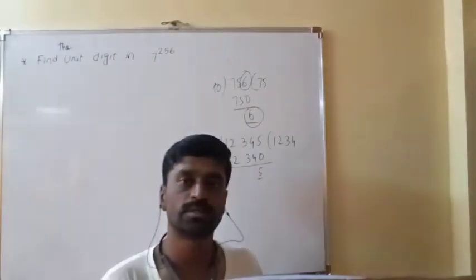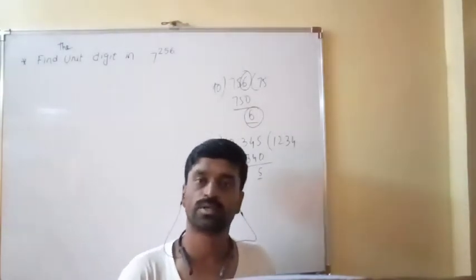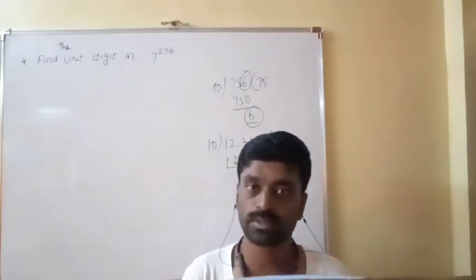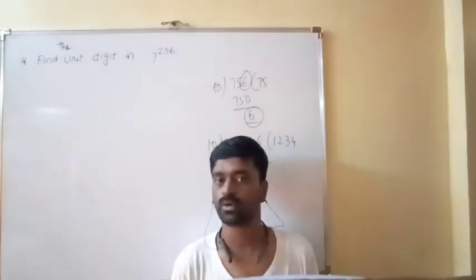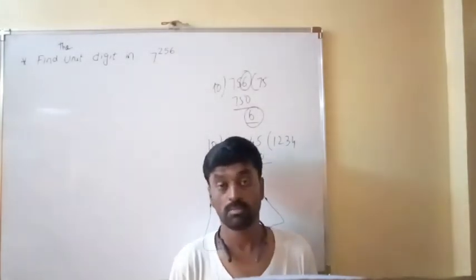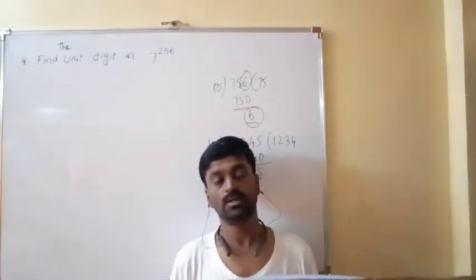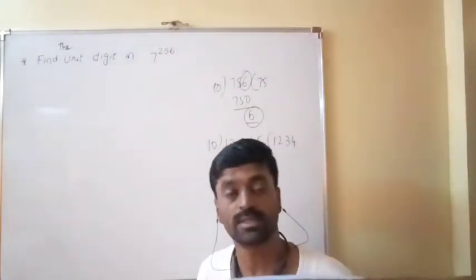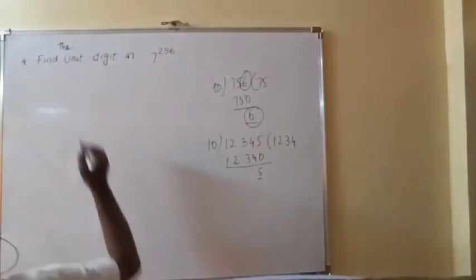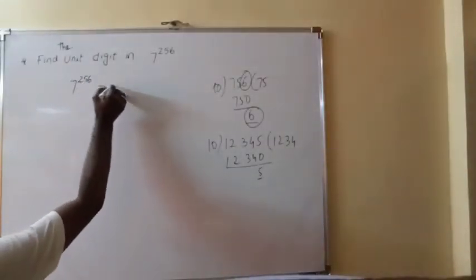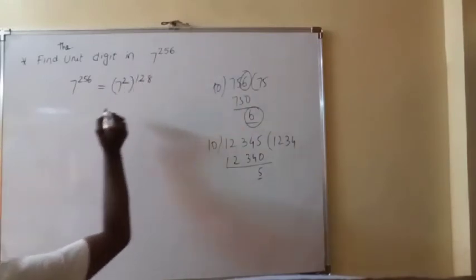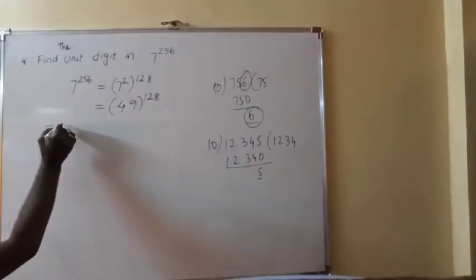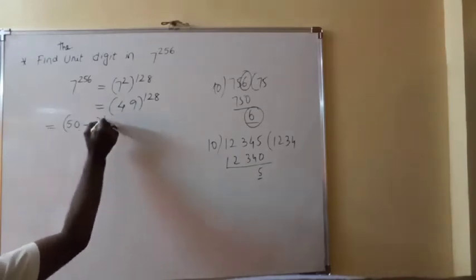Now we have to find the unit digit, which is the remainder when 7 power 256 is divided by 10. So consider the powers of 7 which are closer to 10 or multiples of 10. 7 square is 49, which is close to the multiple of 10, 50, and the difference between those two quantities is 1. That means we have to express 7 power 256 in powers of 7 square, which is 49. So how to adjust 7 power 256? It is 7 square whole power 128. 7 square is nothing but 49, so 49 whole power 128 can be written as (50 minus 1) whole power 128.